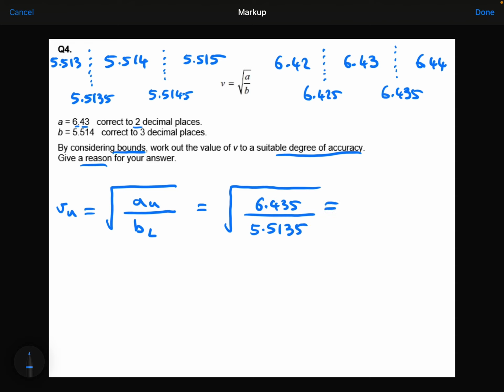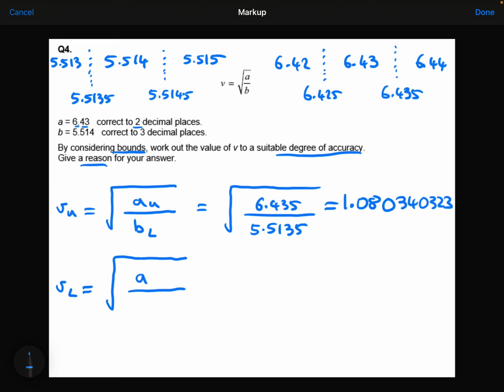And putting that into your calculator, you should get that the upper bound for v is 1.080340323. Right, that's the upper bound for v. We now need to work out the lower bound for v, because it does say by considering bounds, so both of them.